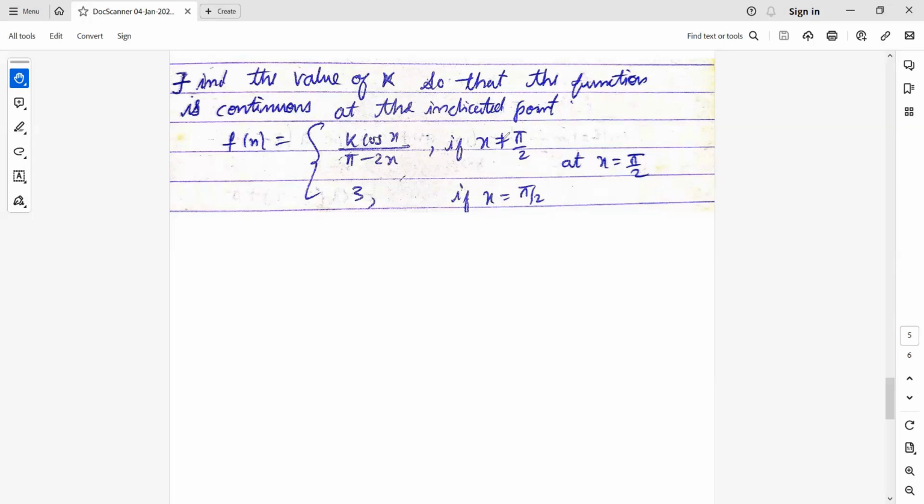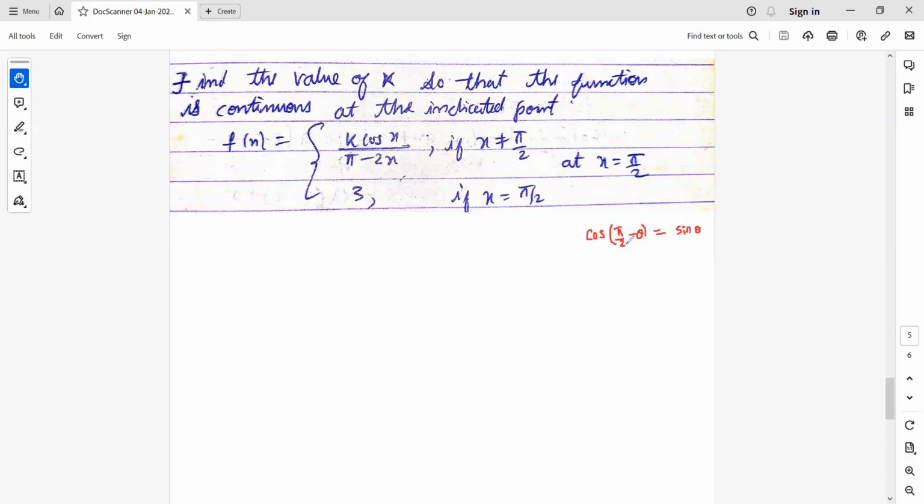So here we can make use of the first definition that we discussed, and by making use of it we can find the value. To solve this example we require two important things, two basic formulas we need to remember. That is, cos of pi by 2 minus theta. Using allied angles, cos of pi by 2 minus theta is equal to sine theta.